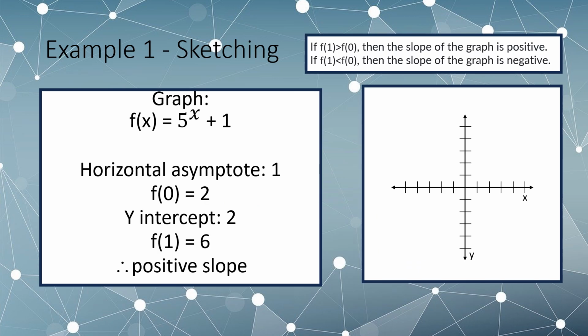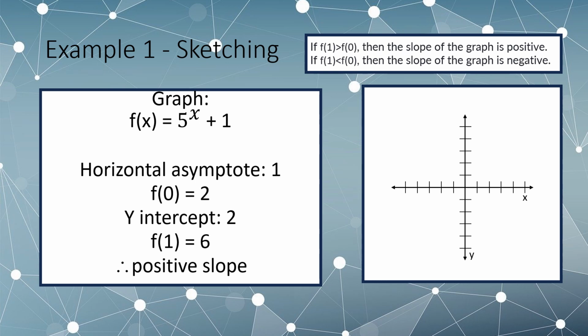So let's look at an example. We've been told to graph f of x is equal to 5 to the power of x plus 1. Now straight away from this, we can see our k value, or that 1, is our horizontal asymptote. So that means we're simply going to have 1 as the line that can't be crossed, that line where the straightest bit of our exponential runs across but never meets. It's important that you never draw them meeting.